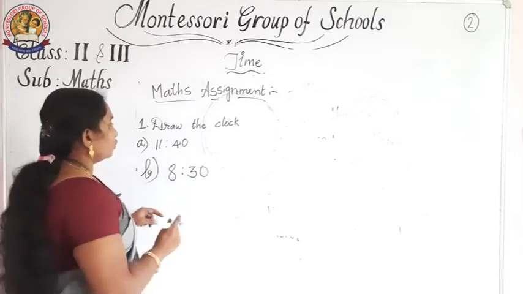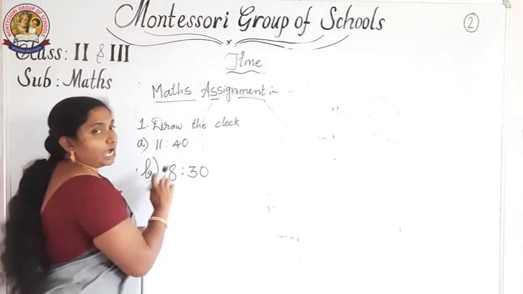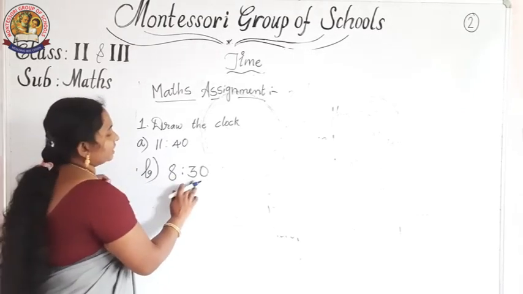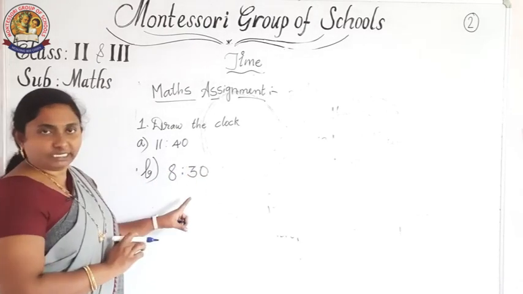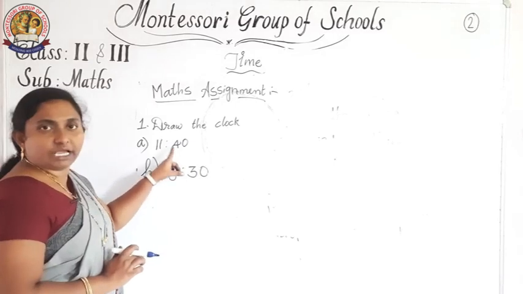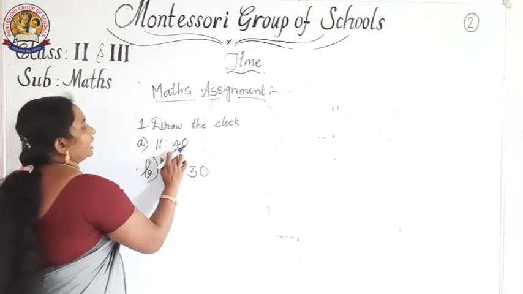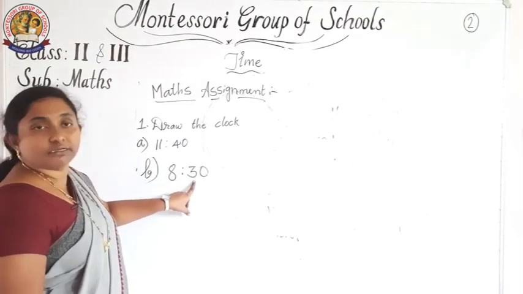Okay, 8:30. First you draw the dial and then in that you show the hour hand and minute hand. The minute hand shows 30, so what can we do? 6 5s are 30. Here 40 is given, so 8 5s are 40. So 40 means the minute hand shows 8. Here 30 means the minute hand shows 6.